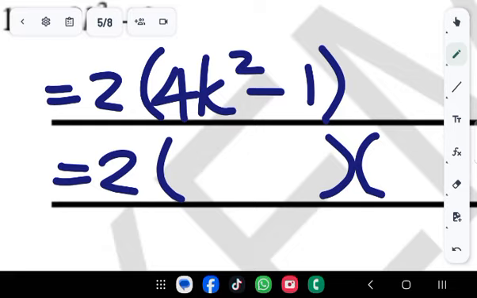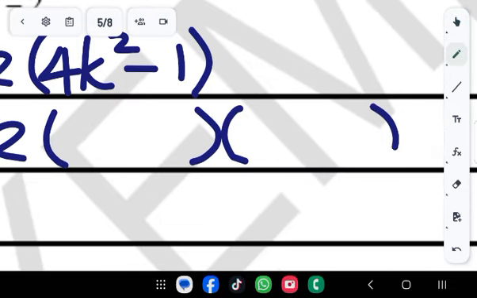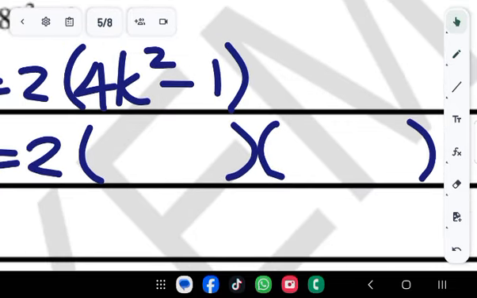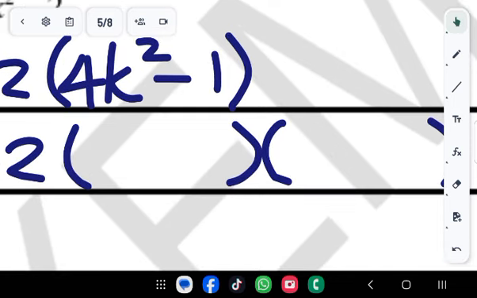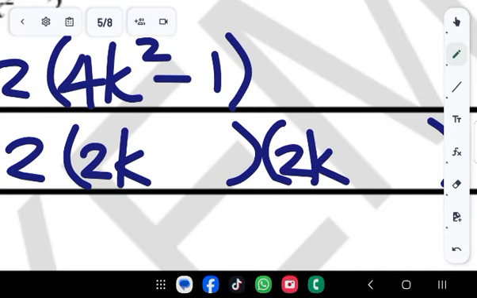Now when we factorize the difference of 2 squares, we must have a set of 2 brackets. 2 pairs of brackets. Now in the first term of each of the brackets, we must give the square root of the first square. The square root of 4 is 2, and the square root of k squared is k. So the square root of 4k squared is 2k. So we also do the same thing here now. The square root of 1 is 1. So we write 1 and 1 in the last terms of each bracket.